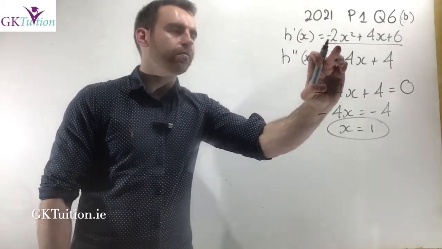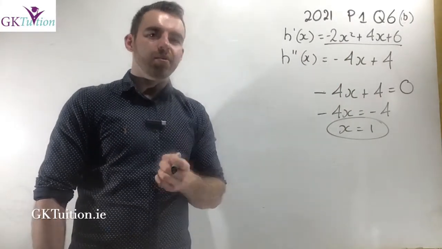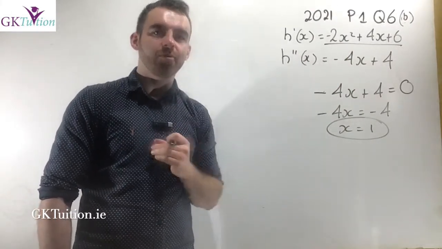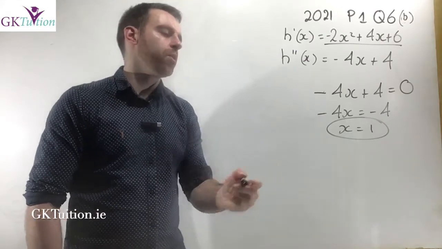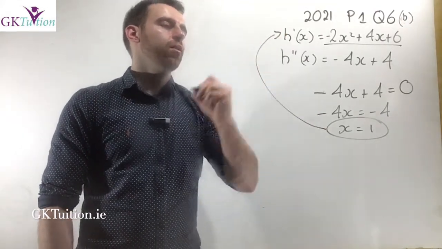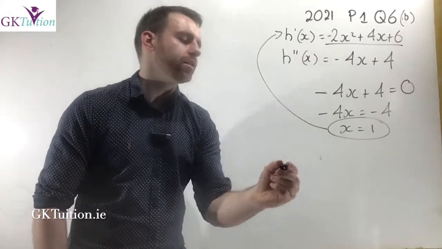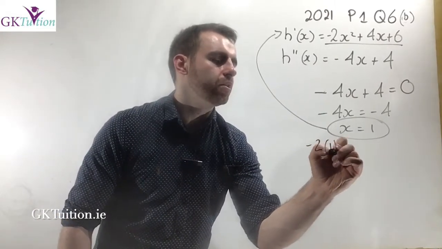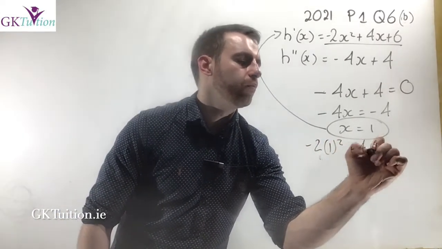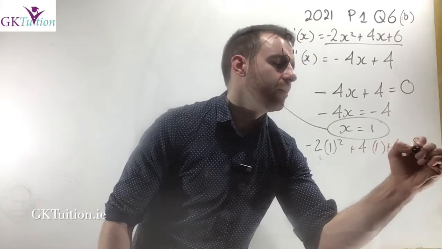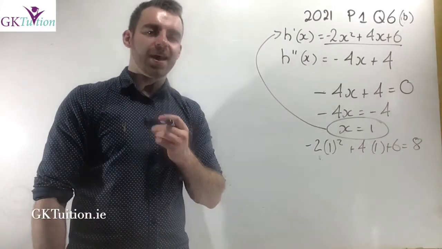maximum of the slope. But obviously what I want to do is find the actual maximum value, which is the y value. So we take our x equals 1 and we sub it in up here. So if I sub in x equals 1, I simply get minus 2 times 1 squared plus 4 times 1 plus 6. And if you plug that into your calculator, you get 8.